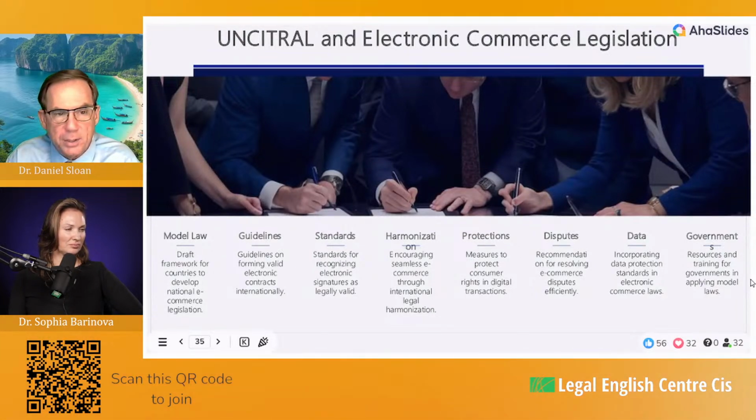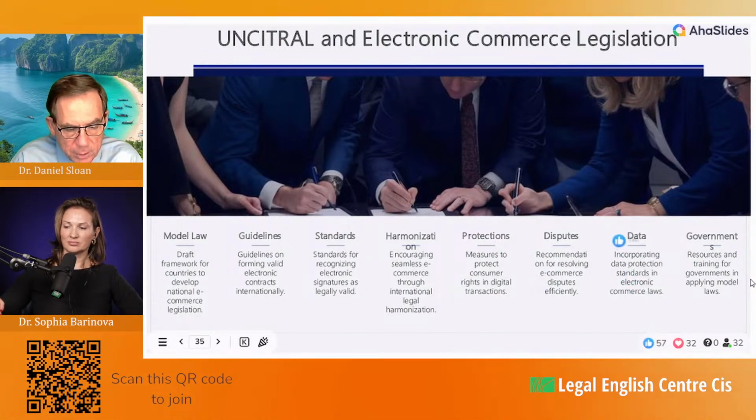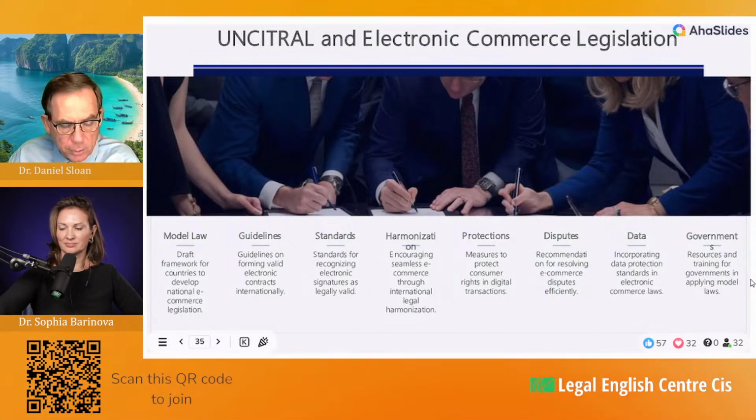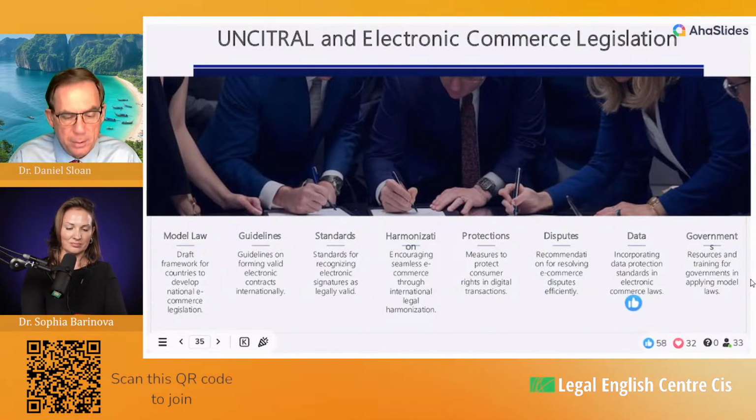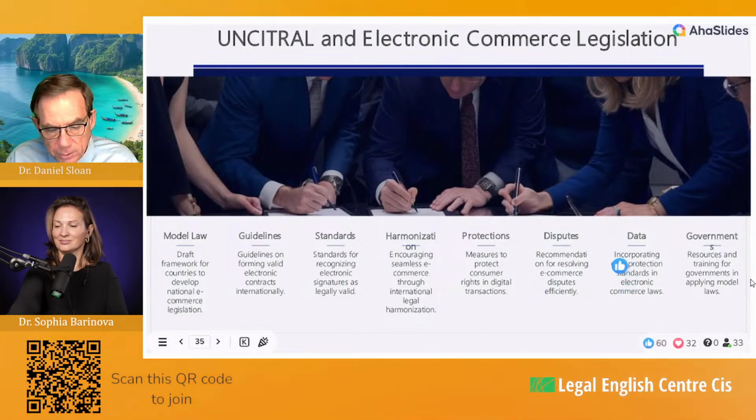Control and electronic commerce legislation. So we have the model law. It is a draft framework for countries to develop national e-commerce legislation. And that's where we have some of the conformity to adhere to regulations across borders, this model law. The guidelines on forming valid electronic contracts internationally, and standards for recognizing electronic signatures as legally valid, which is really important that we have standards which everybody can use, and that way it's more easily identifiable. And then harmonization, which is encouraging seamless e-commerce through international legal harmonization.